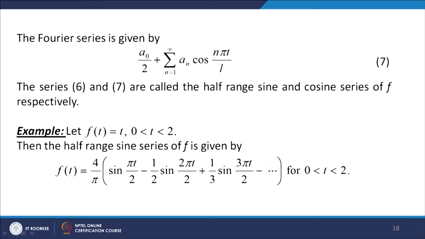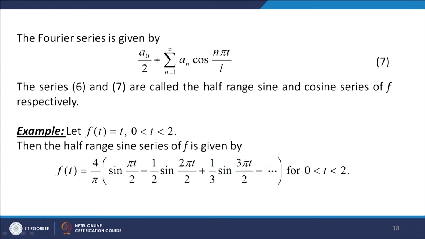The Fourier series 6 and 7 are called the Fourier half range sine and cosine series of f. For example, if you take f(t) = t for 0 < t < 2, then consider the half range sine series of f. So, for getting the half range sine series, we consider an odd periodic extension of f(t).